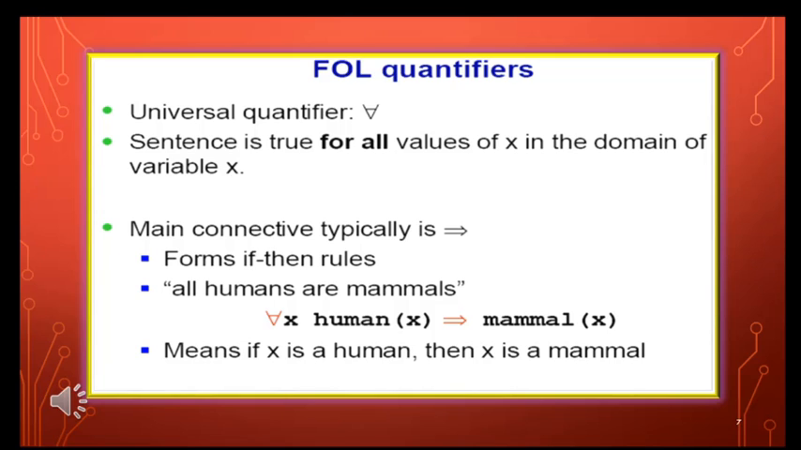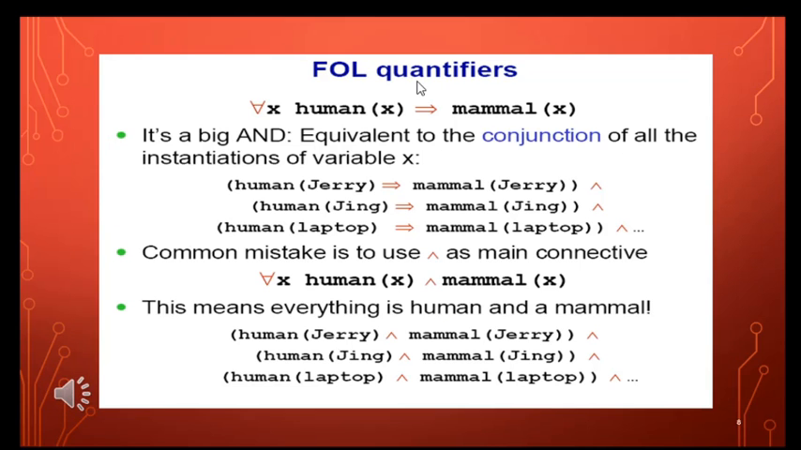We always use the universal quantifier with the implication. The common mistake is to use and as the main connective. For example, for all x, human(x) and mammal(x). This means that everything is a human and everything is a mammal. But x could be a laptop, which is not a human, and a laptop is not a mammal.